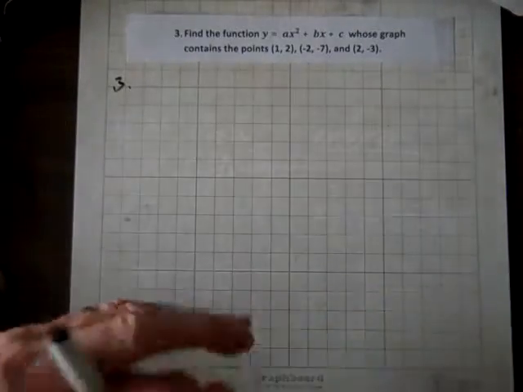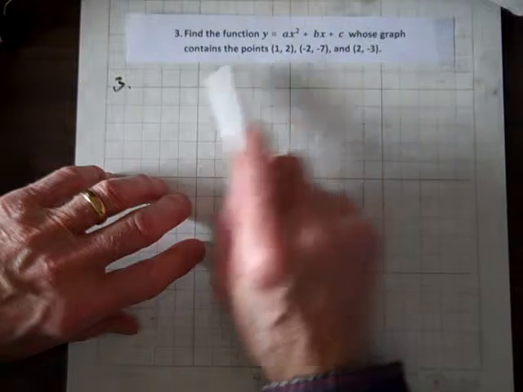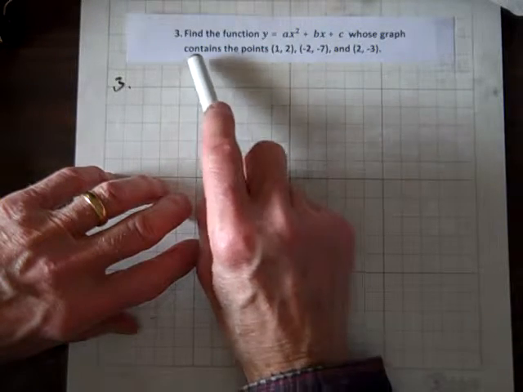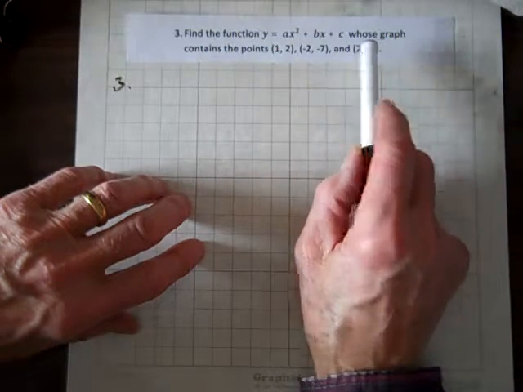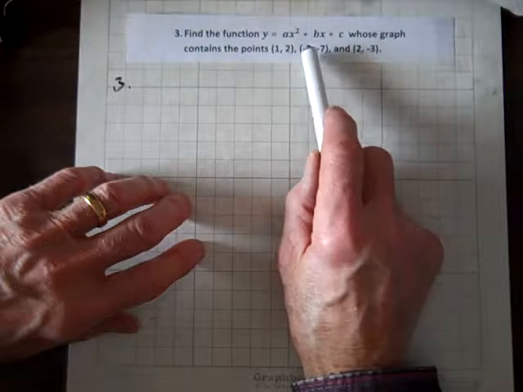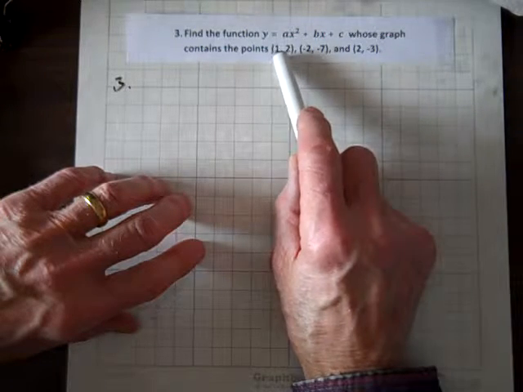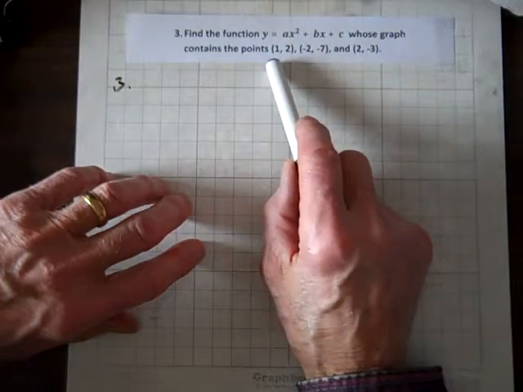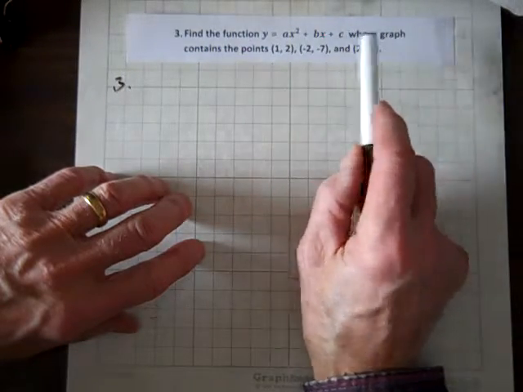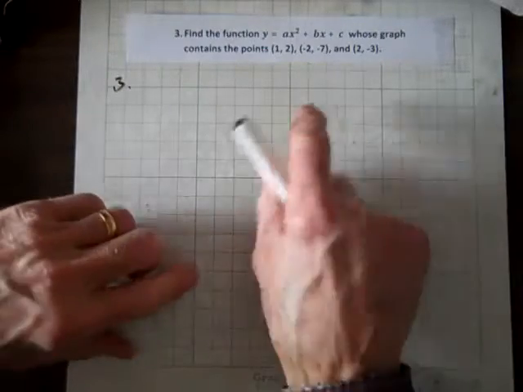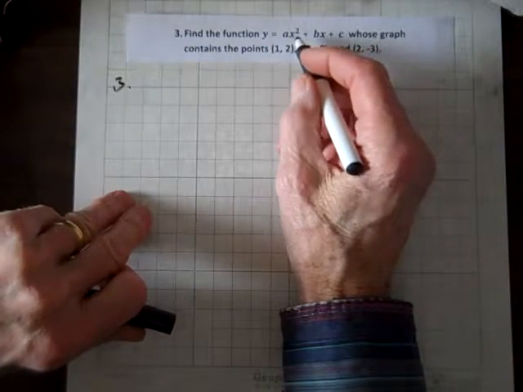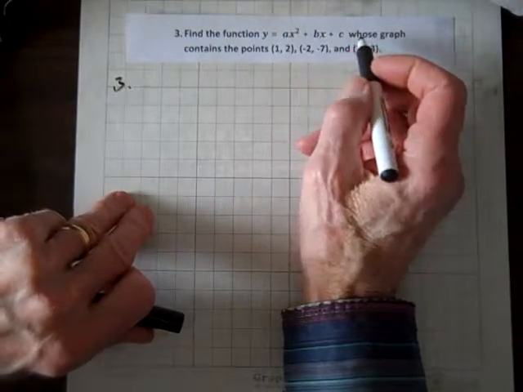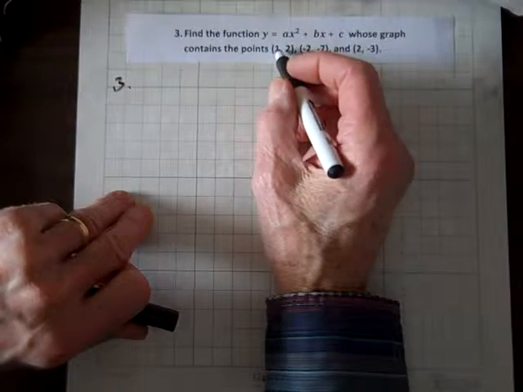Well, now we're doing question 3, and we're given that y equals ax squared plus bx plus c, and we're given the points (1, 2), (-2, -7), and (2, -3). Now the first coordinate in each point is an x-coordinate. The second coordinate is the y-coordinate. So we're going to translate that into this form.